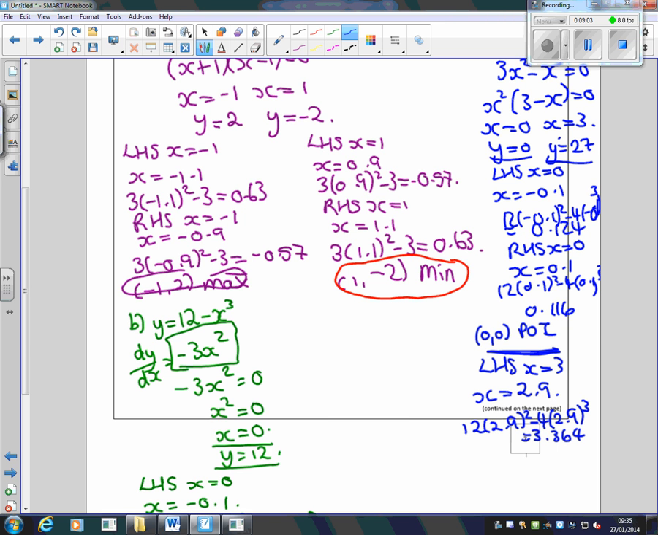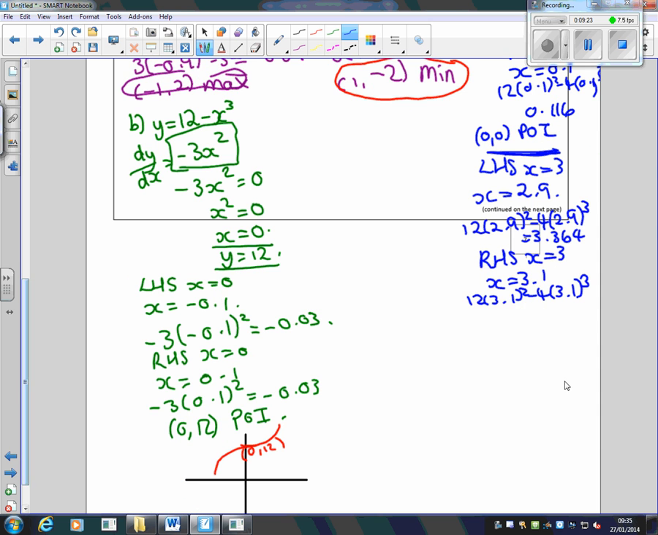And now we need to test the right hand side. So the right hand side of x equals 3, that will be at x equals 3.1. So that's 12 lots of 3.1 squared minus 4 lots of 3.1 cubed. And that comes out with giving us a gradient of minus 3.844. So because we go from a positive gradient to a negative gradient, we know that the point 3, 27 is a maximum.